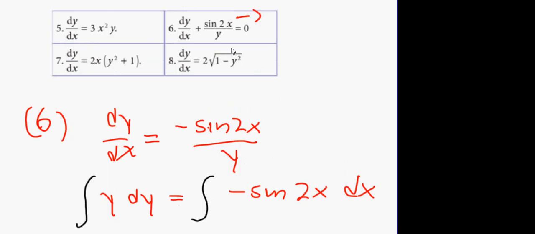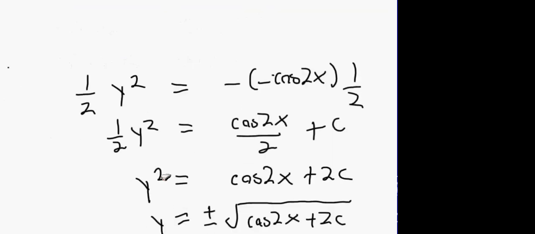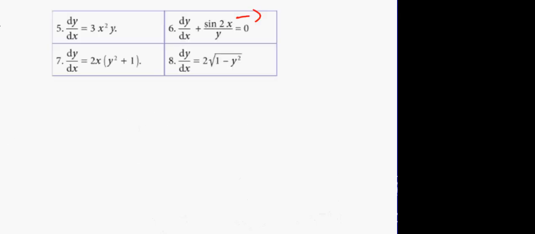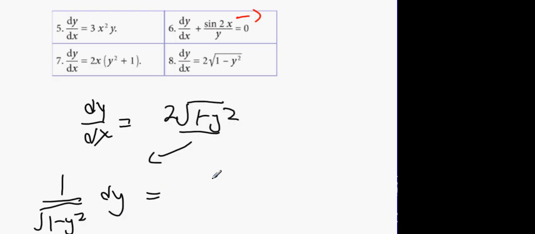Number 8. Just the following. dy dx is equal to 2 times the square root of 1 minus y squared over y squared. So dy dx ends up to be 2 times the square root of 1 minus y squared over y squared. Bring the 1 over y squared underneath to the dy: 1 over the square root of 1 minus y squared dy equals 2 dx.